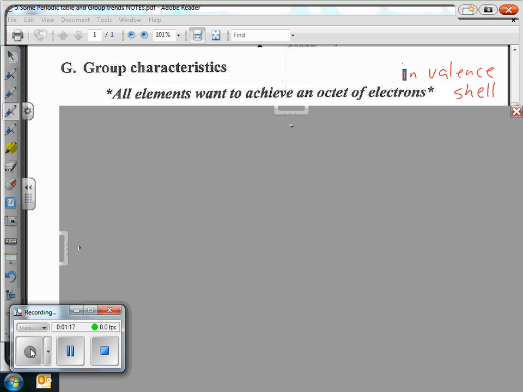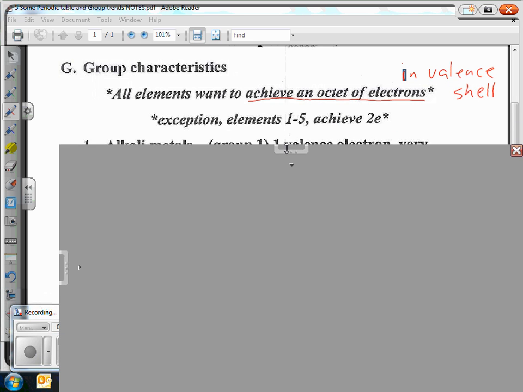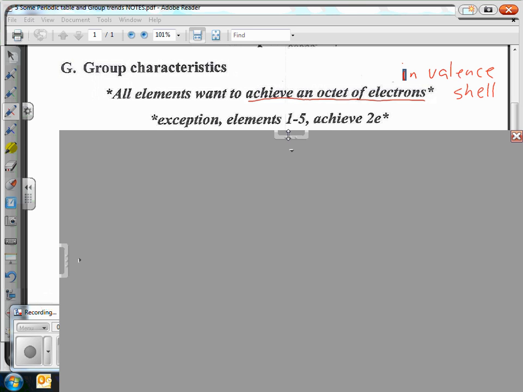So according to this, achieving this octet of electrons, these elements will have chemical characteristics that are really defined by how many electrons they have and how close they are to having this octet. Octet, what is the number? When we think octet, we're thinking eight. Very good.